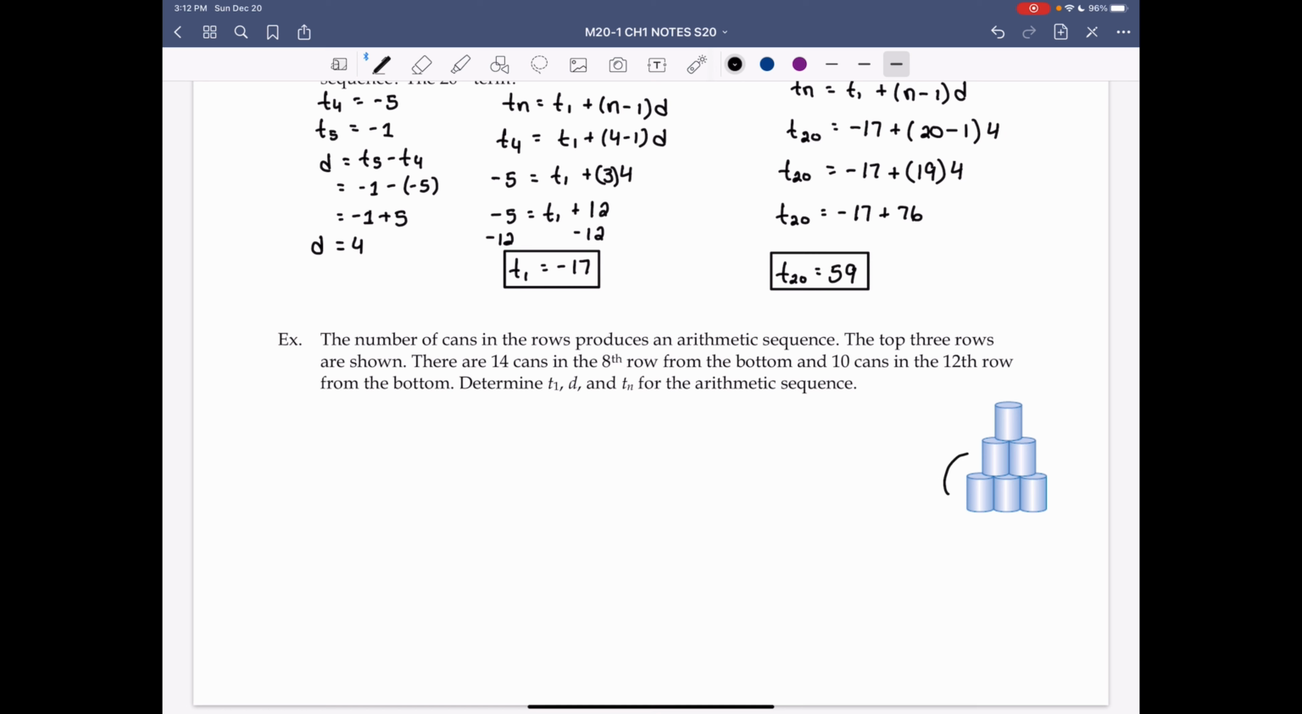Then the next row has 2, so that's minus 1. And then the next row has 1, so that's minus 1. So that tells us that D equals negative 1, which is part of the answer. We wanted T1, D, and Tn. So we've got 1 of 3. Now we need to figure out T1 so that we can write the general term Tn.